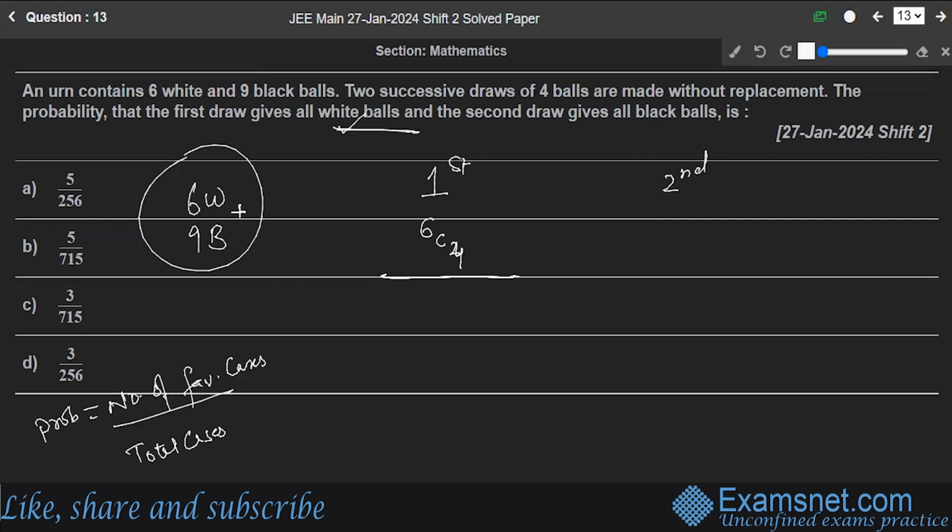And what are the total cases? Total, how many balls are there? If you add them, you have 15 balls in total. So this is given by 15C4. This is the first draw, like what you want.